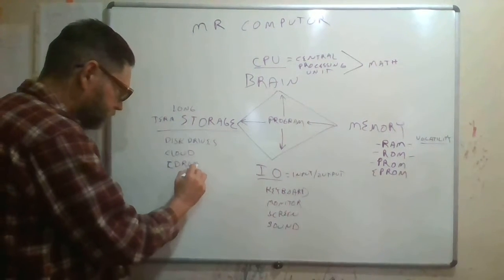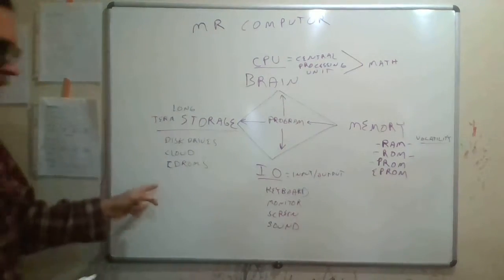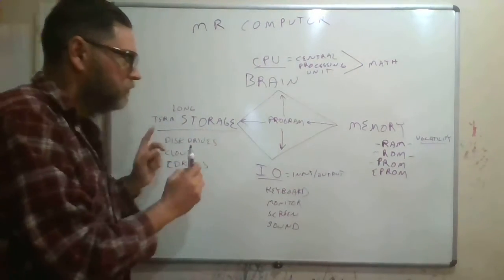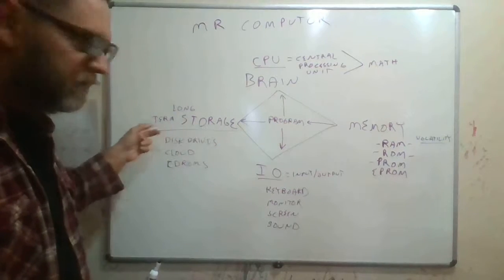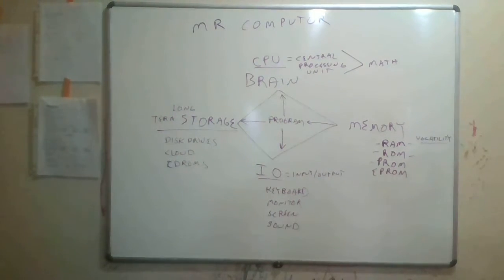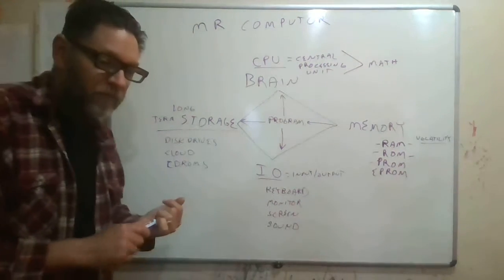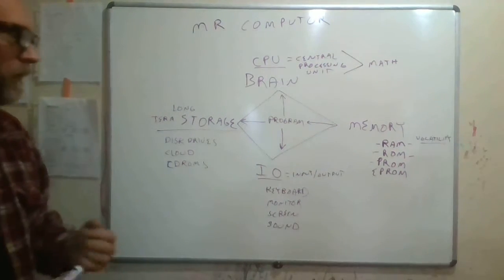CD-ROMs. In my day, it was cassette tapes, and there are all different ways of doing it. But basically, this refers to ways where the program is going to send things for long-term storage that you have created. So when you take those four things together, now all of a sudden you have a very useful device.